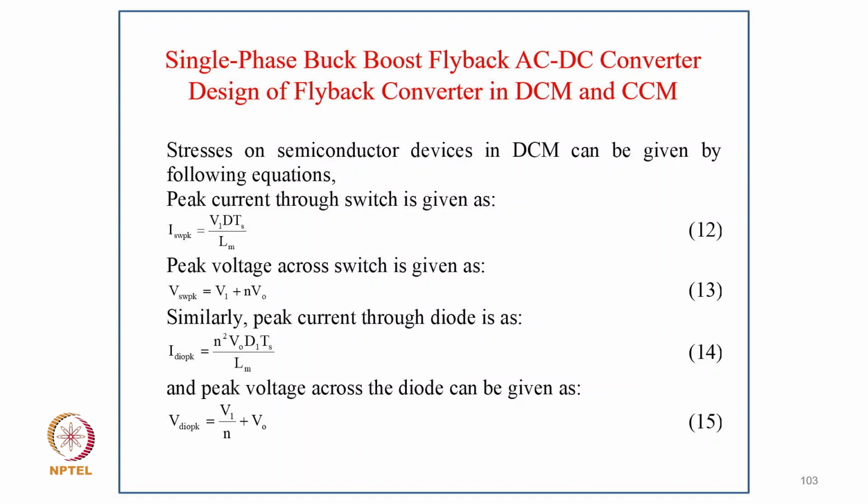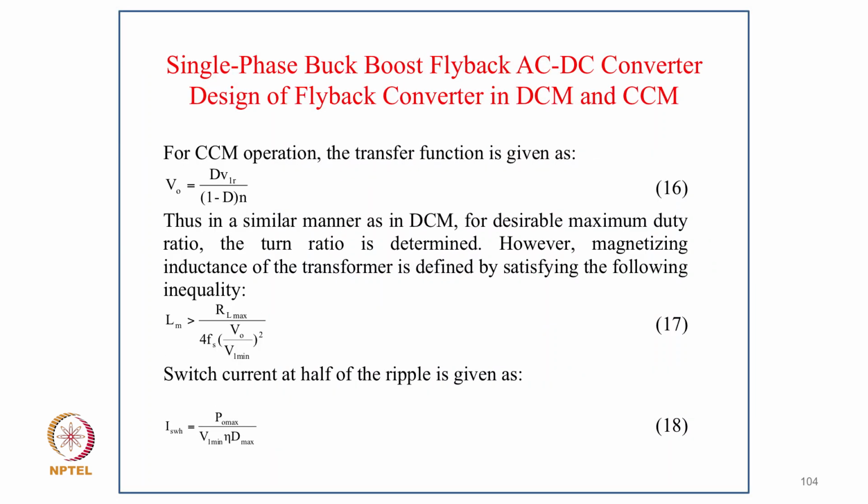The peak current through the switch is IS peak equal to V1 D TS divided by LM, and the peak voltage across the switch is VS peak equal to V1 plus N V0. Similarly, the peak current through the diode is ID peak equal to N square VO D1 TS upon LM, and the peak voltage across the diode is V diode peak equal to V1 upon N plus VO.